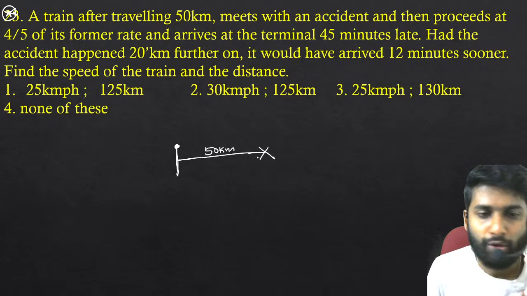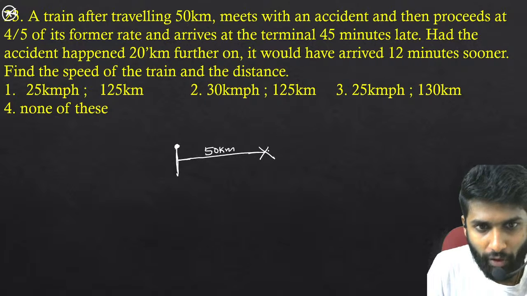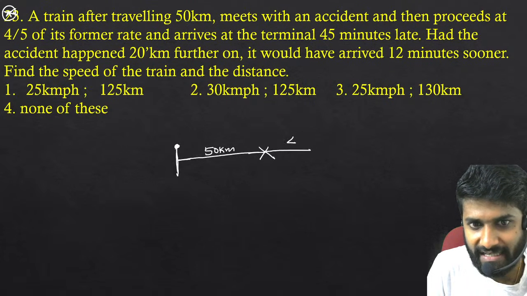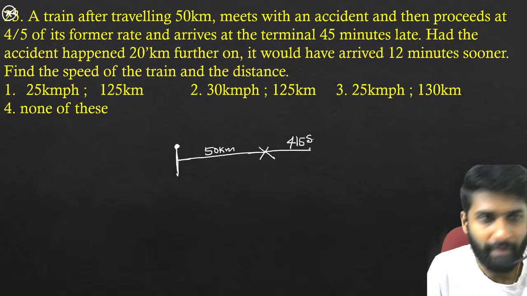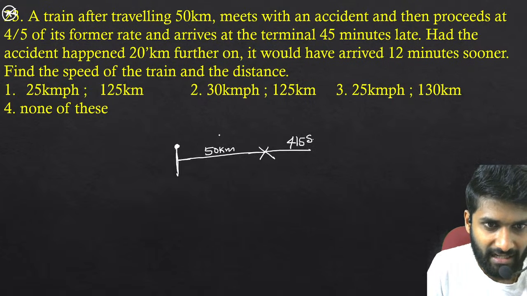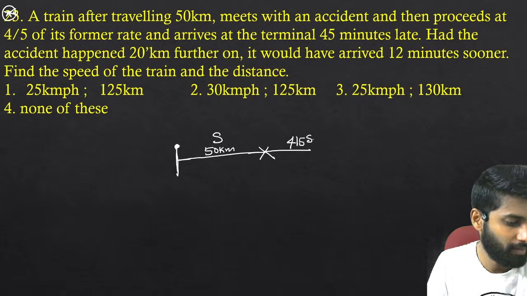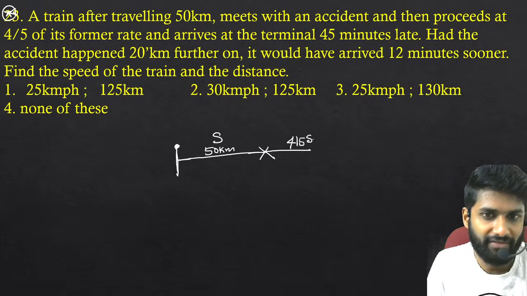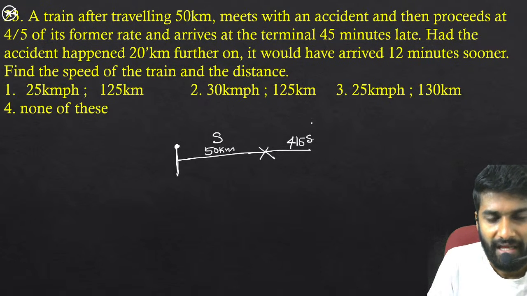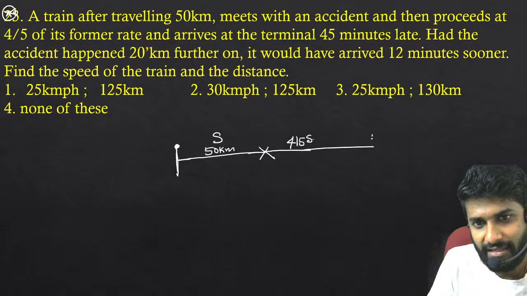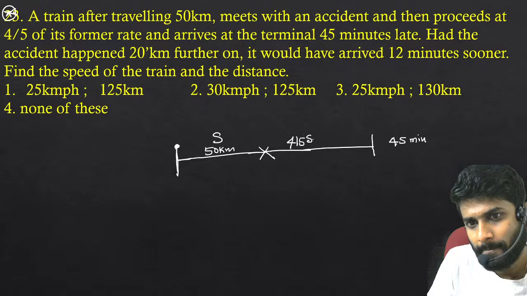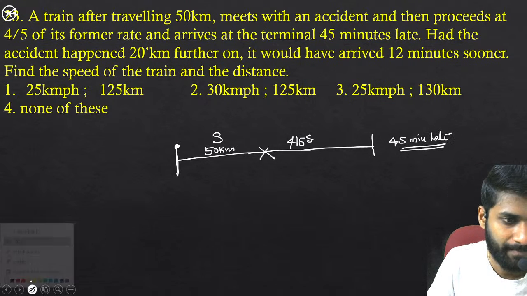Then it proceeds at 4 by 5th of its former rate. Means the speed decreases and it runs at 4 by 5th of the former speed, 4 by 5th of S. I consider the original speed as S. For the first 50 kilometers, it runs at a speed of S. After the accident, it proceeds at 4 by 5th of the speed and reaches the terminal 45 minutes late.